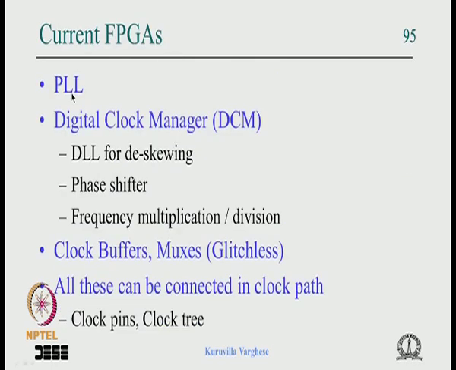So the current FPGAs have a PLL and digital clock manager, which is composed of a DLL for deskewing, a phase shifter, and frequency multiplication and division, and this gives phase shifts like 90 degrees, 180, 270 and all that. There are clock buffers and muxes for clock switching, and that has to be glitchless. When it has to synchronize the edges, there will be synchronizing flip flops which synchronize two clock sources to each other.